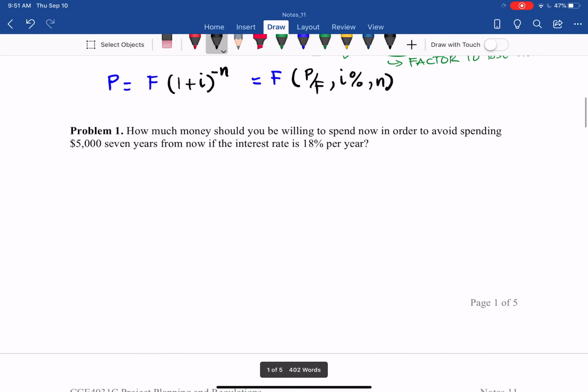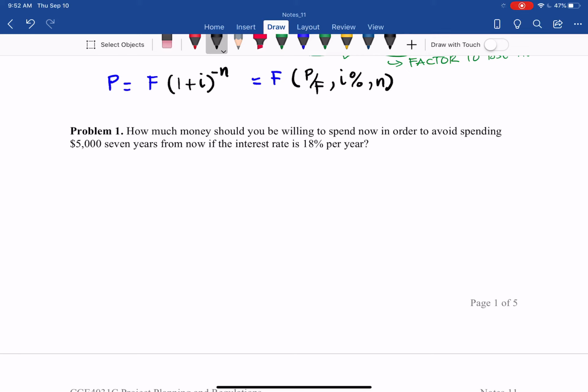Problem 1 here. How much money should you be willing to spend now in order to avoid spending 5,000 7 years from now if the interest rate is 18% per year? So how much money do you spend now? That is the present value, the question asked. Avoid spending 5,000 7 years from now, something in the future, a future value. Given F, find P, with interest 18% for 7 years.